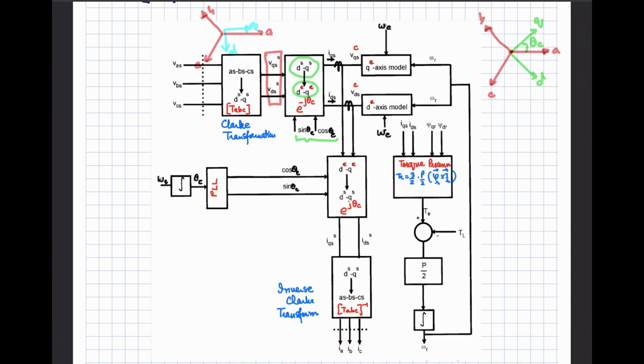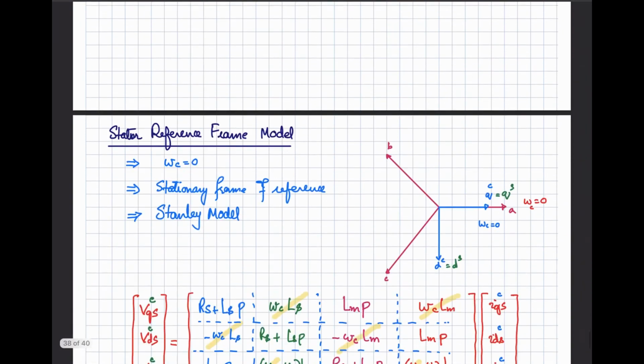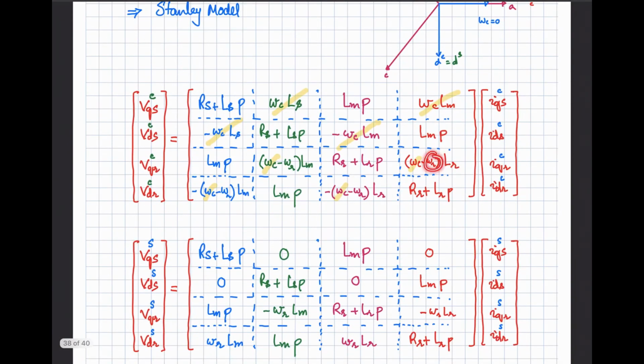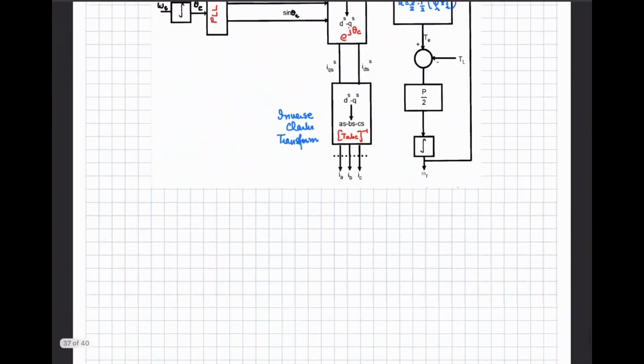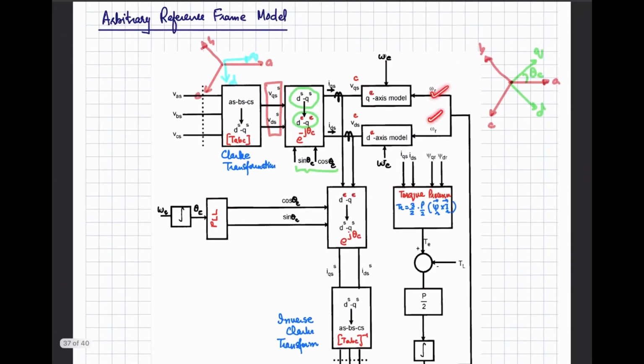So this is a flow diagram from ABC to stationary frame to rotating frame, then the machine model. Machine model will be requiring the rotor speed as well, because you can see over here you have the omega r. So this will be the input to that block, omega r, and the omega c, the speed of the reference frame. So you will be getting all of these estimations.